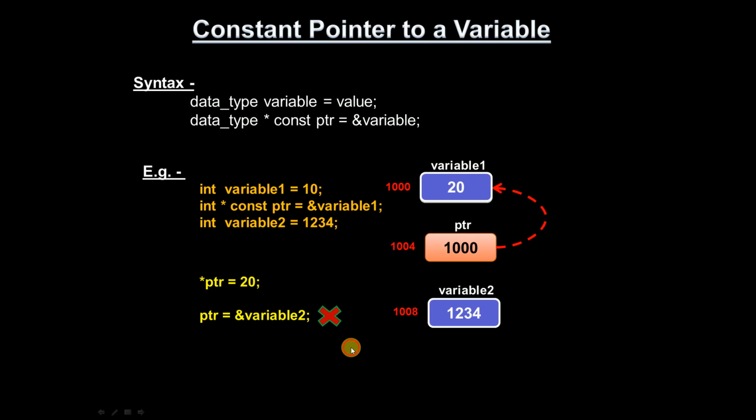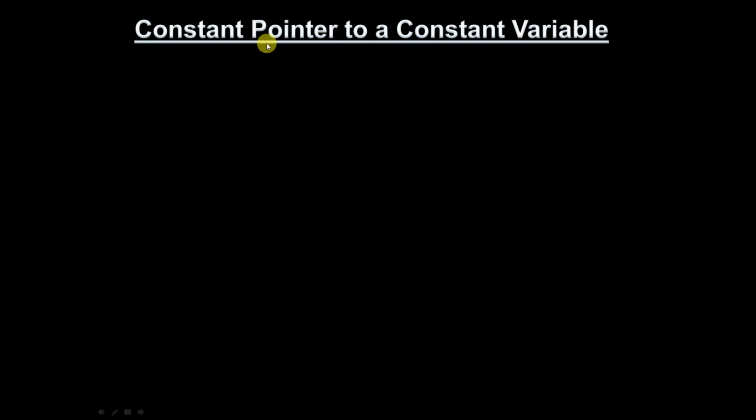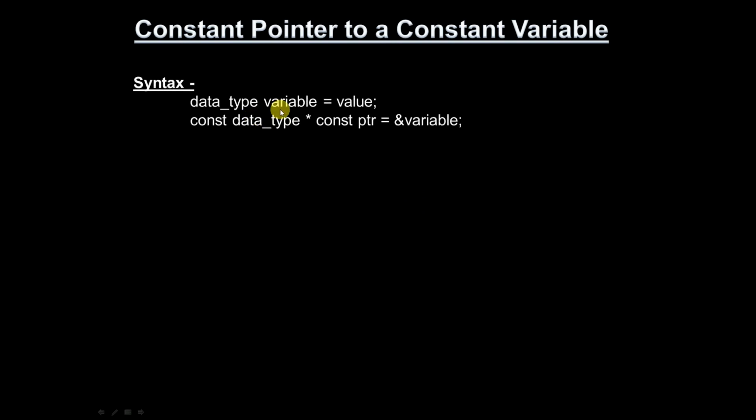Next, the last one, constant pointer to a constant value. So now data type variable = value. We have the constant property before the data type. We have the constant property after the star also. Means the pointer is also constant, and wherever it is pointing, that particular location value is also constant. So now const data type * const ptr.